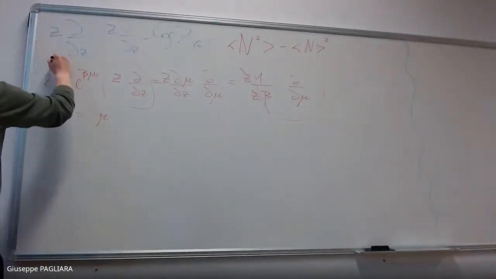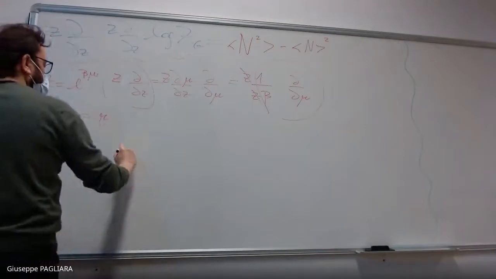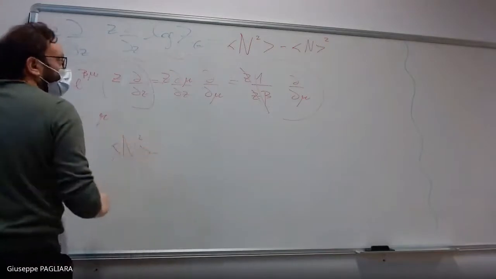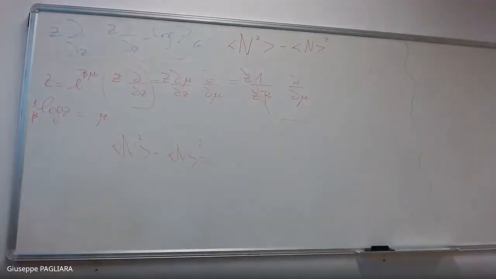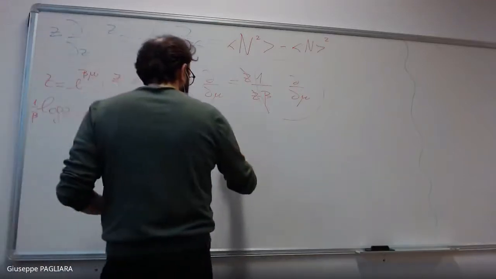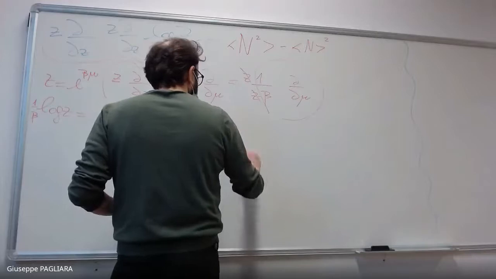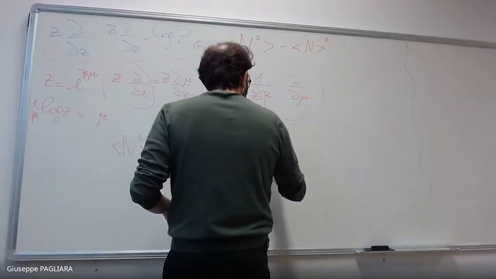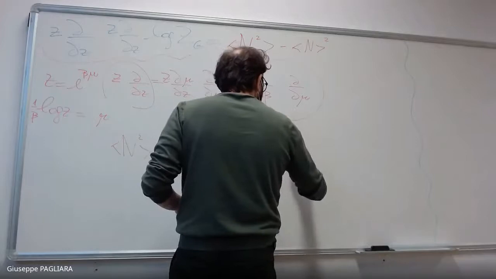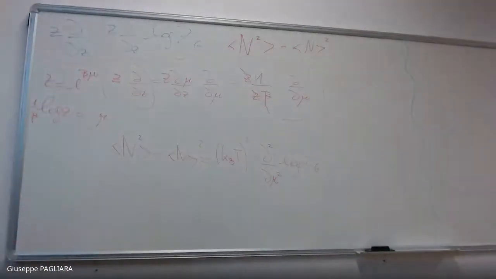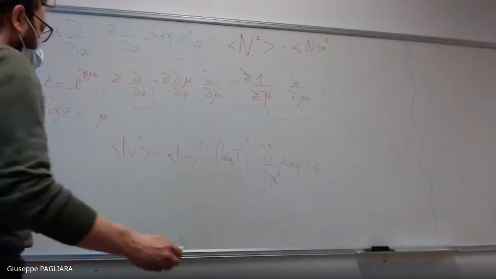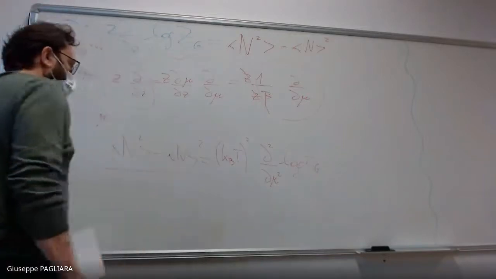Therefore, I can write this as follows: n squared average minus n average squared is twice this operator, which means kBT squared times the second derivative with respect to mu of the log of the Grand Canonical partition function Z_G. Okay, so let me now divide by the volume of the system squared.